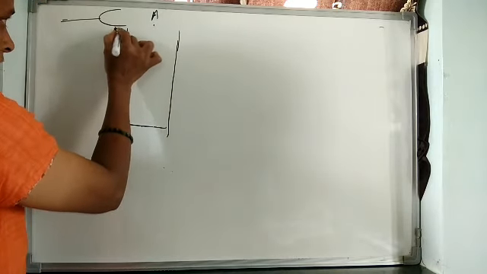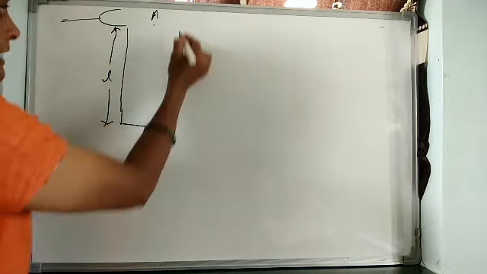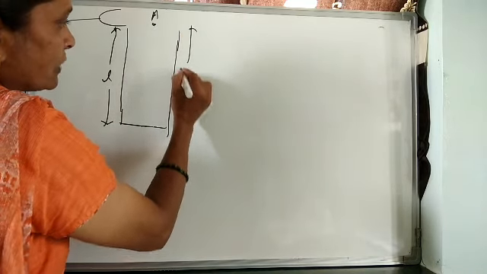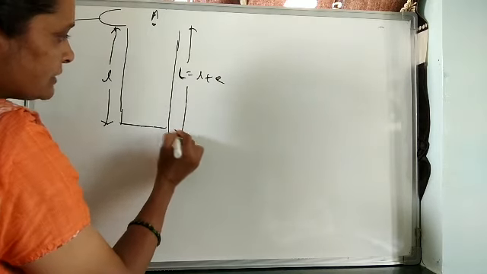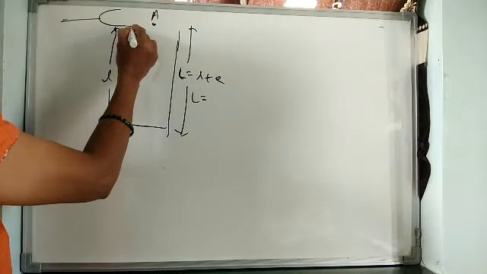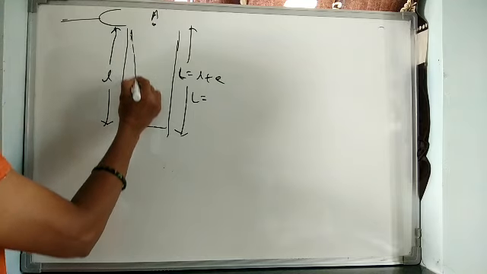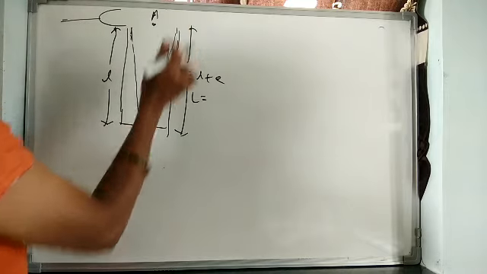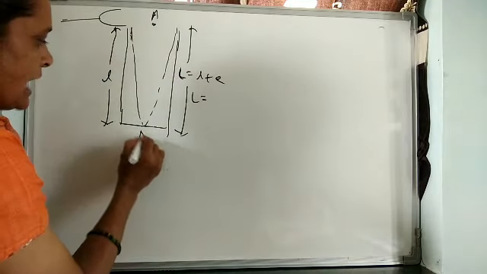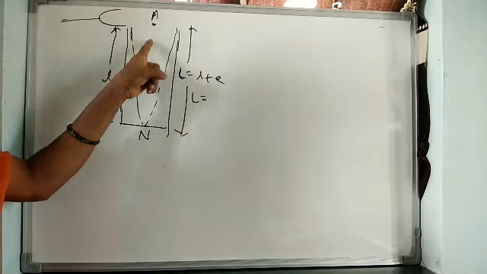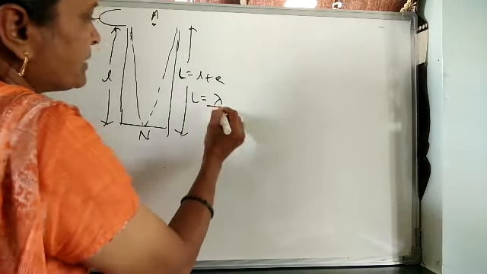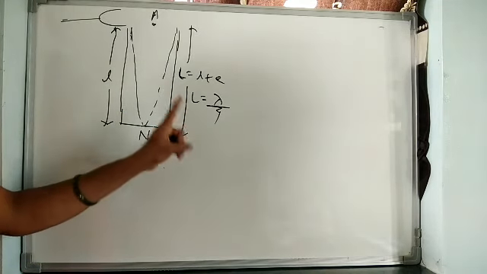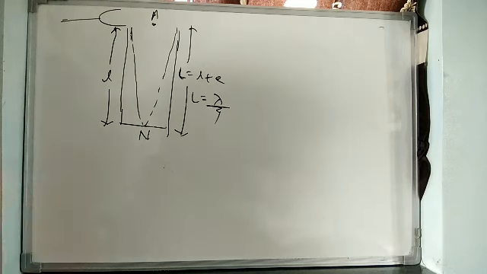Now this small l is the length of the air column, and this capital L is the corrected length. Capital L is equal to small l plus end correction. This is the first mode of vibrations of an air column in a pipe closed at one end. The antinode is formed here and the node is formed here, and you know that the distance between a node and its adjacent antinode is lambda by 4, where lambda is the corresponding wavelength. Here the corrected length of this air column is equal to lambda by 4.